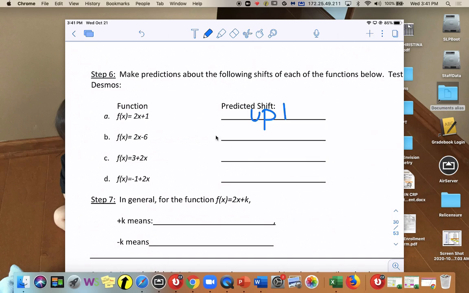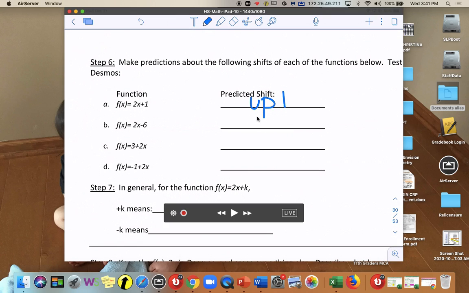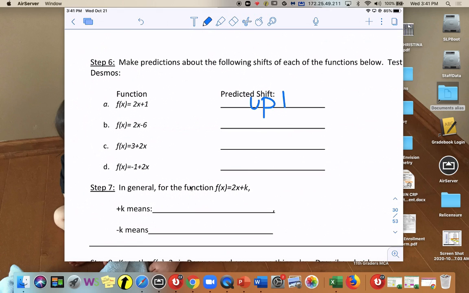So right now, you can pause the video and make a prediction, and then use Desmos to check these. And then when you unpause the video, I will put in the answers, and then we'll talk about the generalization. So again, if you pause the video, you can make your predictions. How will these graphs shift? And then test them using Desmos.